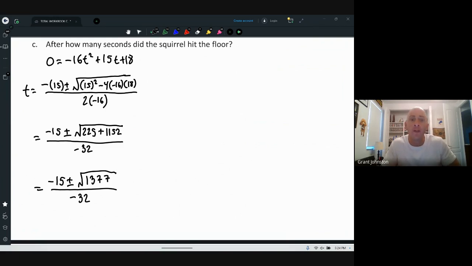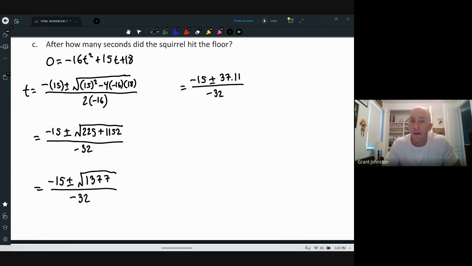So you might be thinking, oh, we just leave it like this. No. This is a word problem, so we're going to be estimating, getting decimals. We're going to take the square root of 1,377 and see what that is. If I type that in, I got 37.107. So I'm going to round here. Negative 15 plus or minus, and it did say the hundredths, so I'm going to say 37.11. That 0 rounds up to a 1 because of the 7 after it, over negative 32.